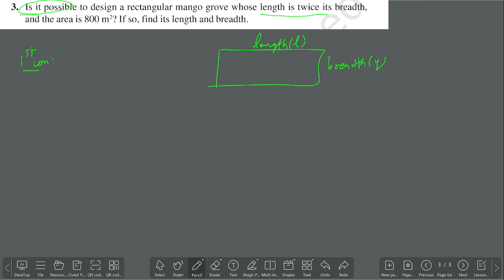Length means L. Oh, sorry. Instead of L, shall we assume X? What did you say? X. That is Y. Okay. Length. Here, let me write that then. Let length equal X meter, since meter is given, then X meter. Okay, and breadth equal to Y meter.